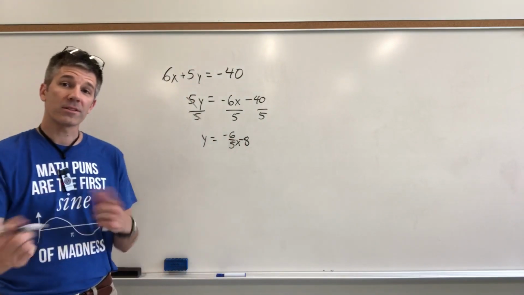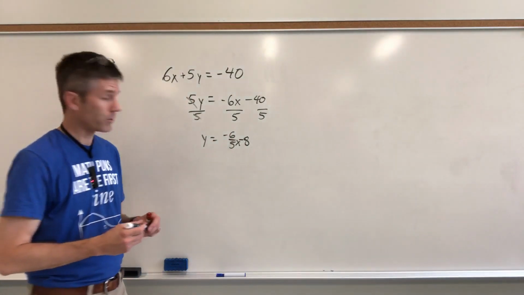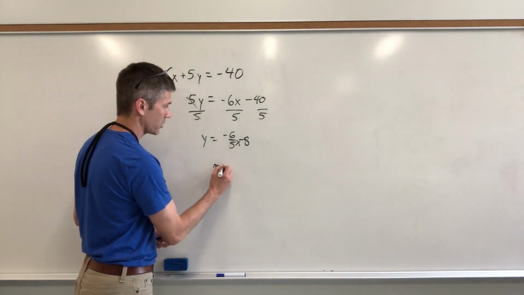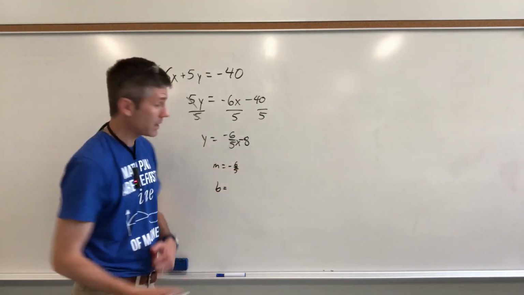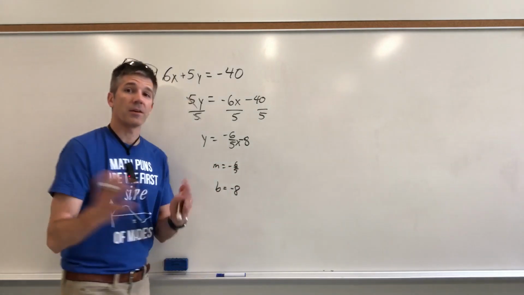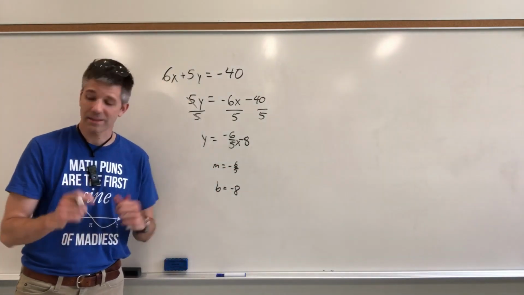And so we need to determine the slope and the y-intercept. You've seen this before, you know what you're doing. This right here would be my slope. My slope is negative 6/5. My y-intercept, also known as b, would be negative 8. Okay, straightforward, easy, we got this, let's move on.